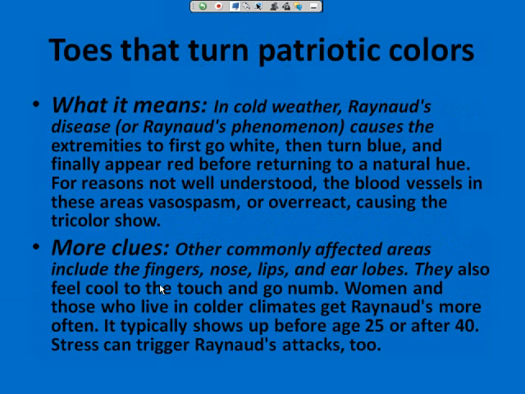Toes that turn patriotic colors in cold weather. Raynaud's disease is a phenomenon. It causes the extremity to first go white, then turn blue, and finally appear red before returning to a natural hue. For reasons not well understood, the blood vessels in these areas vasospasm. So that means that the vascular system, the vessels, actually spasm or overreact, causing the tricolor show.